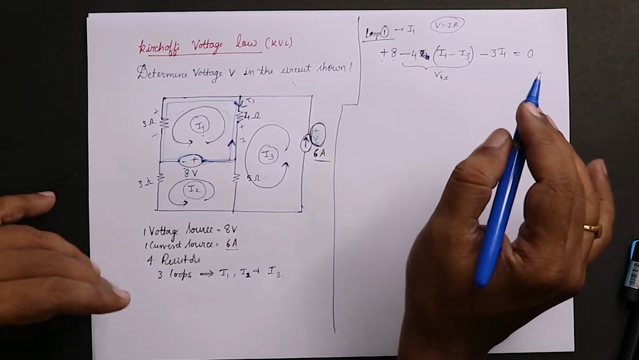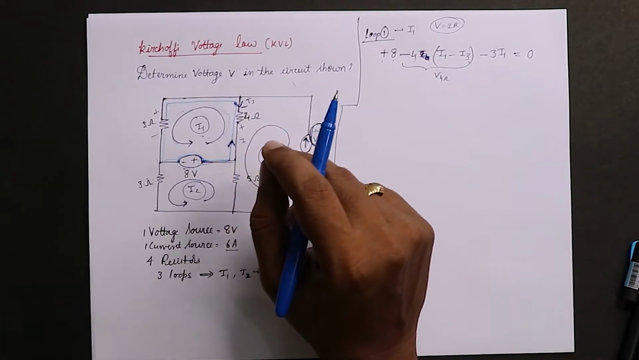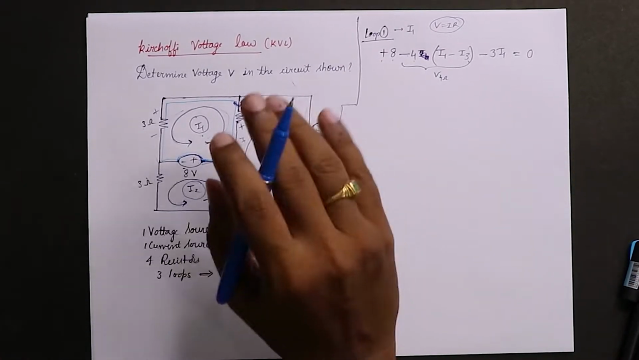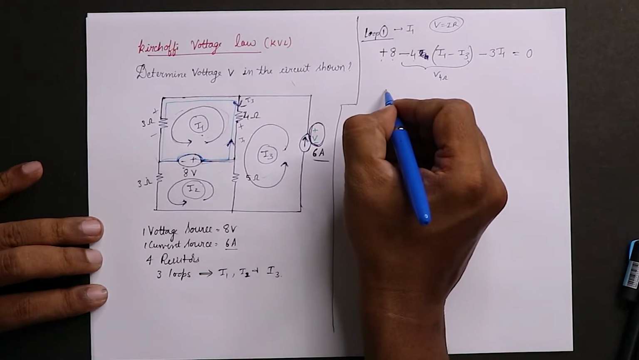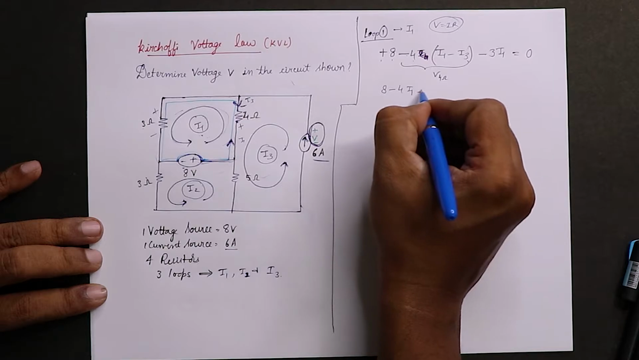Okay, and if you want to see how I have written it directly, see my previous video, which I have given you the link to. There you can find how to write individually. Okay, I'm writing directly. So, let us solve here. 8 minus 4 I1.